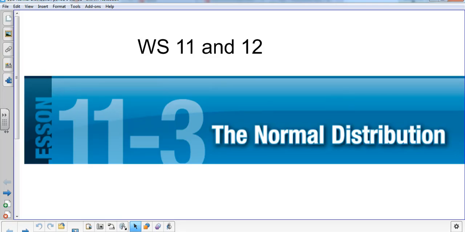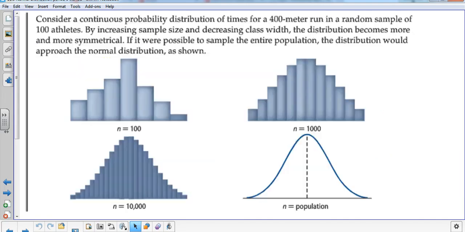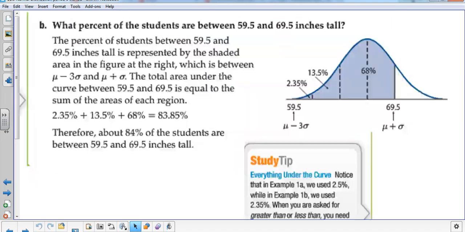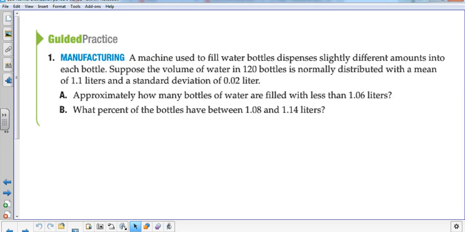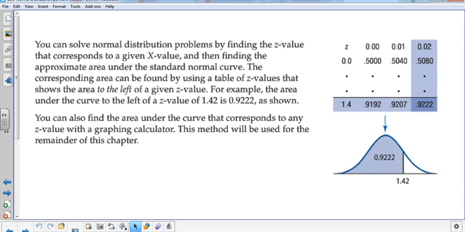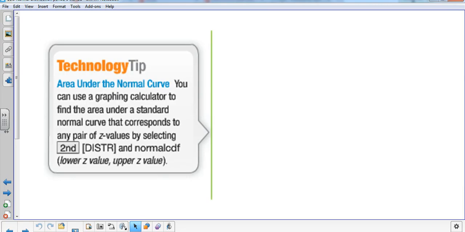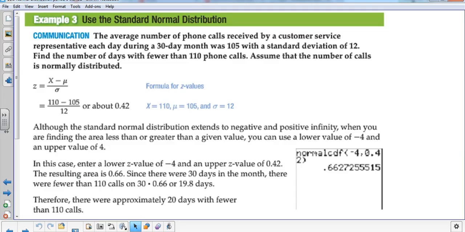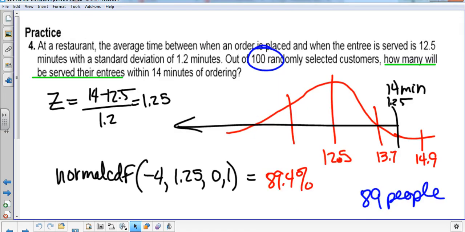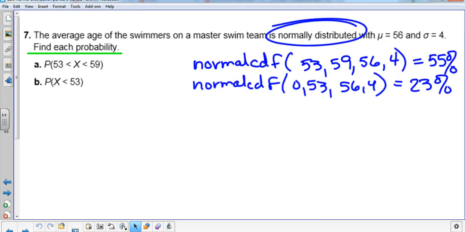Okay, we did the normal distribution yesterday. I'm going to start with an example of what we did yesterday that I skipped. Actually, this isn't the one I want to do even. Okay, remember we got to the z-score business? And then we used the normal CDF on the calculator. Give me a second. I'll find a good example here.